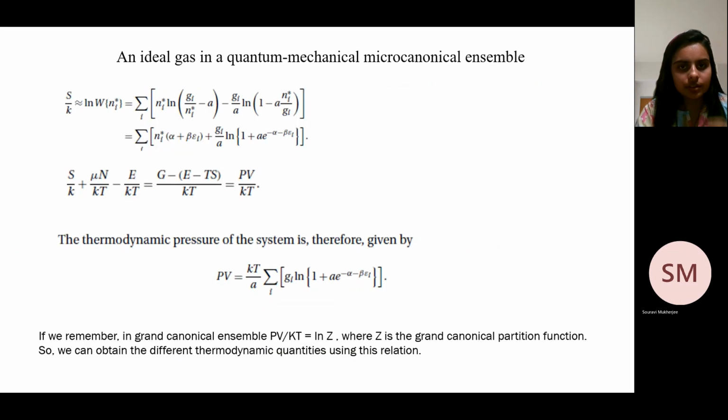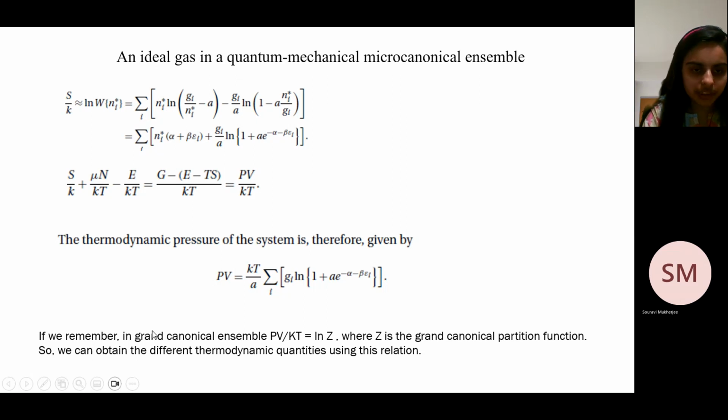Okay. And once you find the expression for entropy, you know how to relate it to the other thermodynamic variables. So with that, you can find an expression that relates the thermodynamic pressure, where alpha and beta are related to the chemical potential. So alpha is given as mu by kT, beta is 1 by kT, and you have A depending on whether your system is a boson, a fermion, or a classical gas. So for all those different cases, you can find an expression for the thermodynamic pressure and use it to find the equation of state as well.